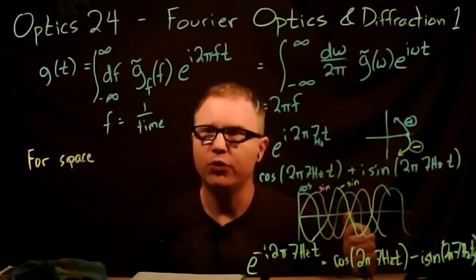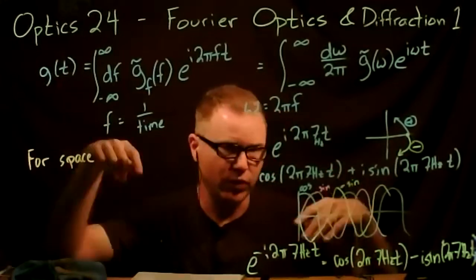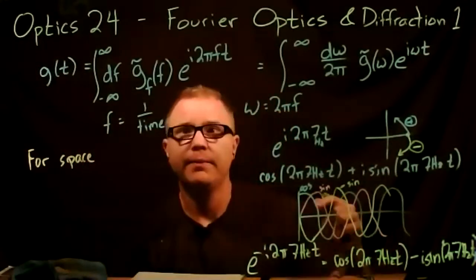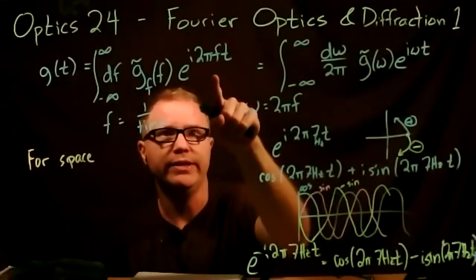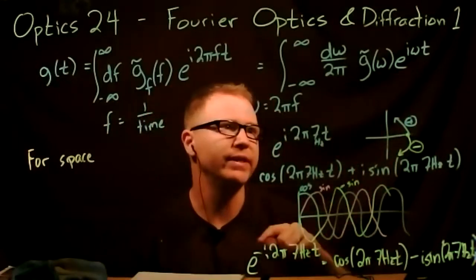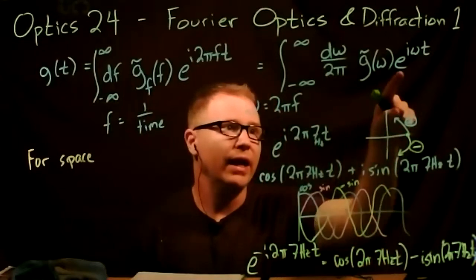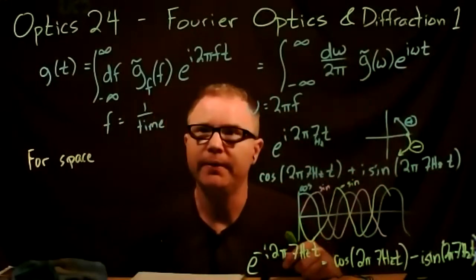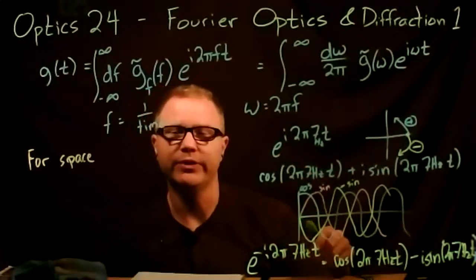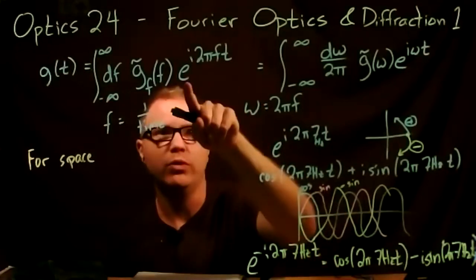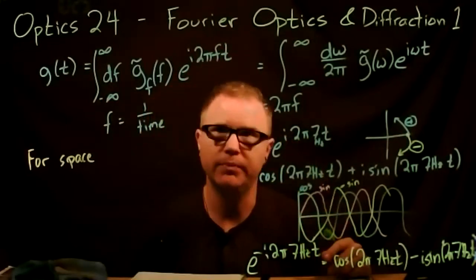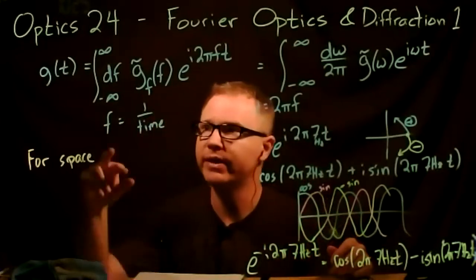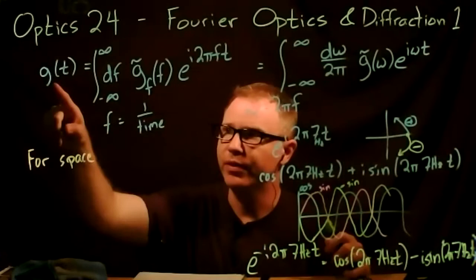Now, if your g of t is a real function, and this is something that I go through in the tutorial, in the homework, then it turns out that in order to make real numbers out of these e to the i 2π f t, or real numbers out of this e to the i omega t, the coefficient of plus 7 hertz here has to be the complex conjugate of the coefficient of minus 7 hertz. And that will have these complex exponentials combine into real sines and cosines, or a real sinusoid with some offset. And that will be the part of this that's going at 7 hertz.